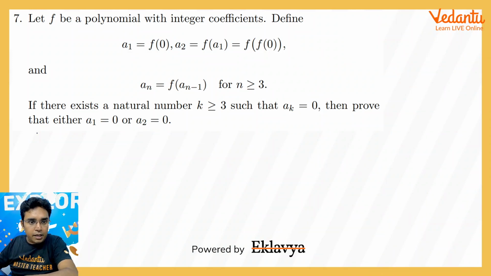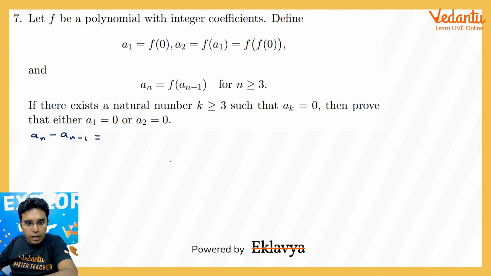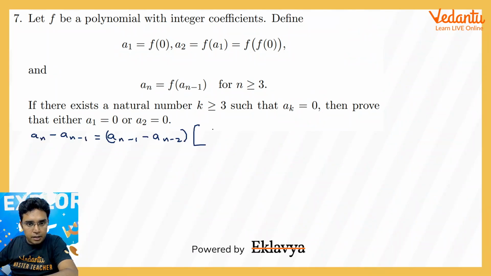Let me write in the next step what we can see, that in all these brackets I can take an minus 1 minus an minus 2 common, and whatever is remaining, you can see because they all are integers, I can write this as an integer.